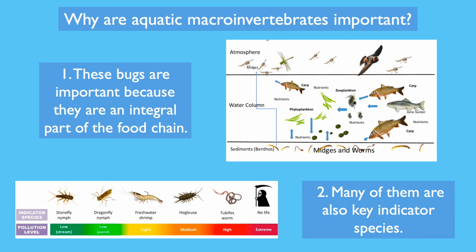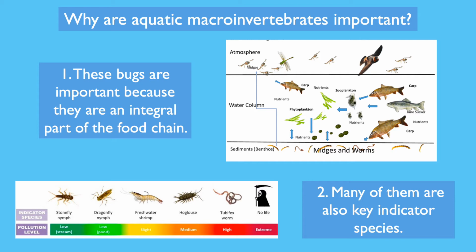Why are aquatic macroinvertebrates important? There are 2 main reasons. Firstly, they are important because they are an integral part of the food chain. They provide food for fish and other aquatic organisms. Secondly, many of them are also key indicator species. Now, an indicator species can tell us about the quality of the water where they are found. Different types of macroinvertebrates tolerate different stream conditions and levels of pollution, so their presence or absence is used to indicate clean or polluted water.